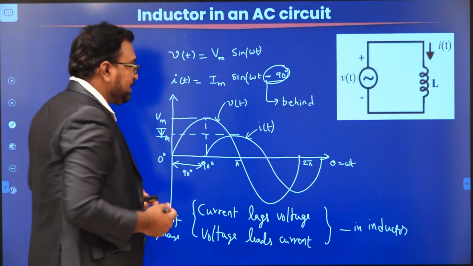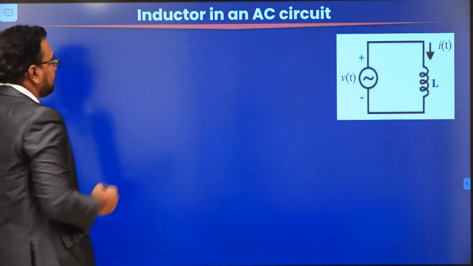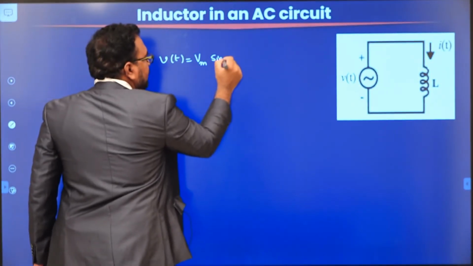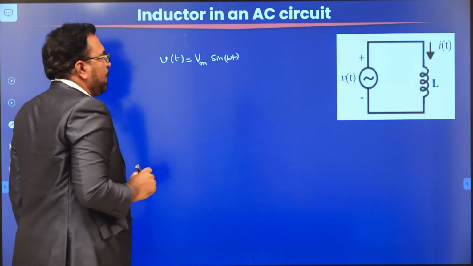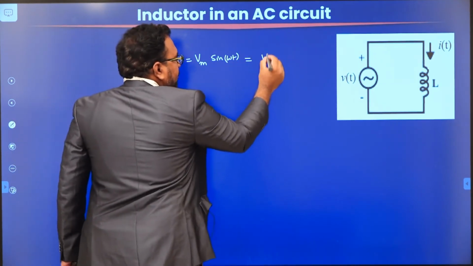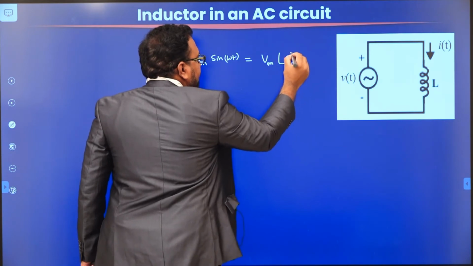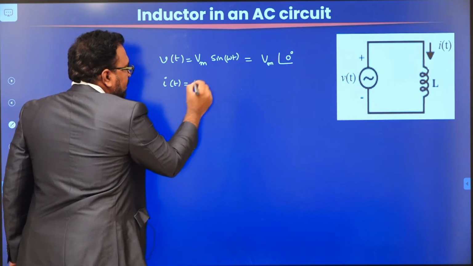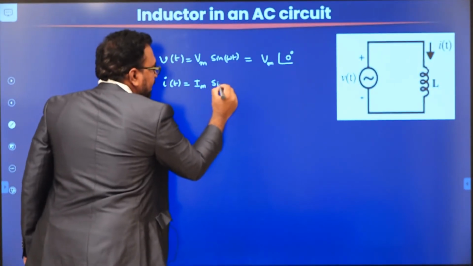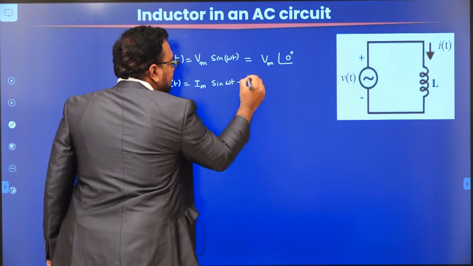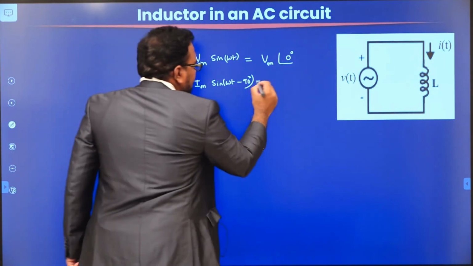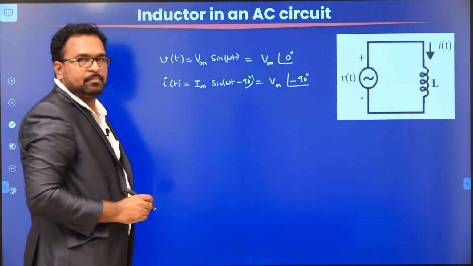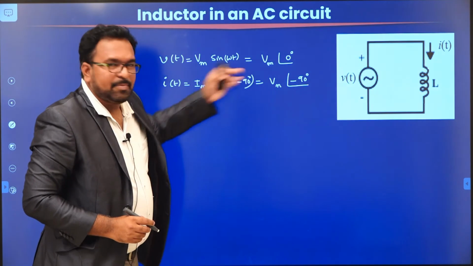Now how will you represent the phasor diagram? So V of t is equal to Vm sin omega t. So this sin omega t can be represented in phasor form as Vm at an angle of 0 degrees. Okay. And what is the obtained current? I of t is Im sin (omega t minus 90 degrees). So this can be represented in phasor form as Im at an angle of minus 90 degrees. Now how will you represent these expressions in a phasor diagram?